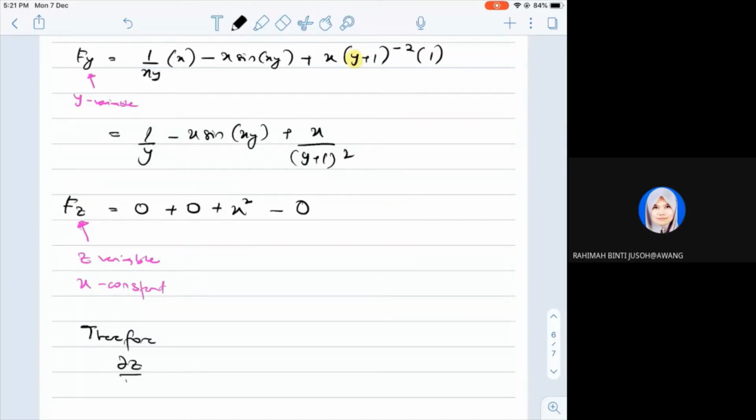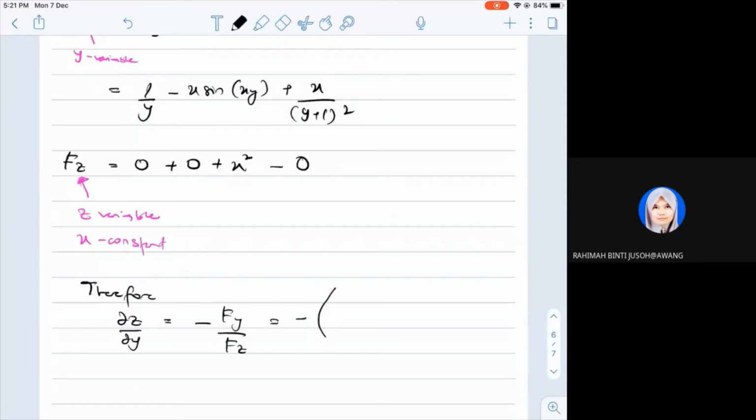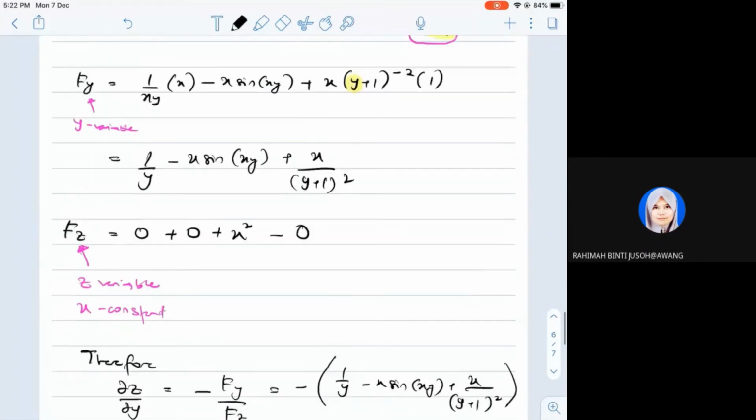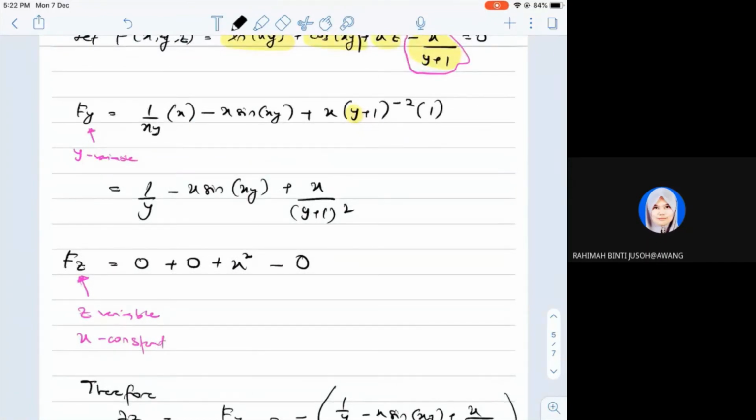del Z over del Y equals negative Fy divided by Fz. So we will have negative 1 over Y minus X sin XY plus X over Y plus 1 squared, divided by X squared. Okay, you can just leave your answer like this or you can simplify, it's up to you. Alright, understand guys? For implicit differentiation?